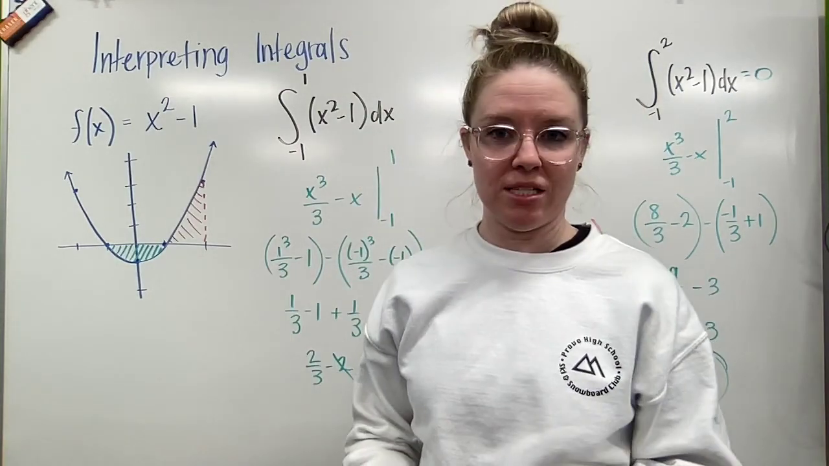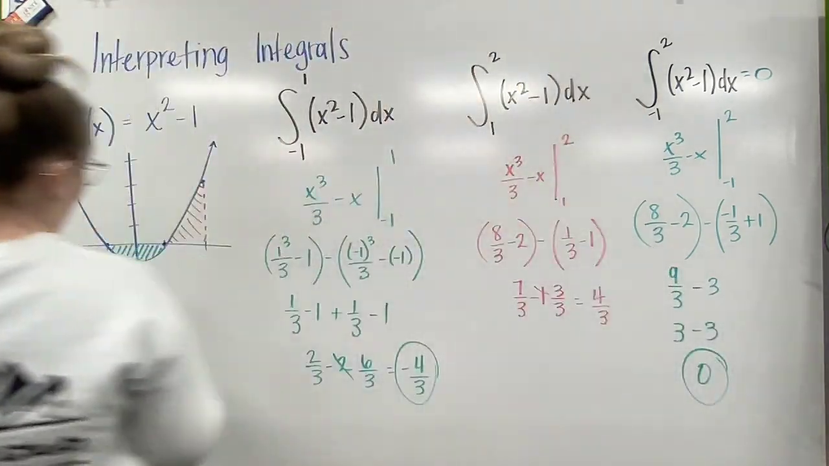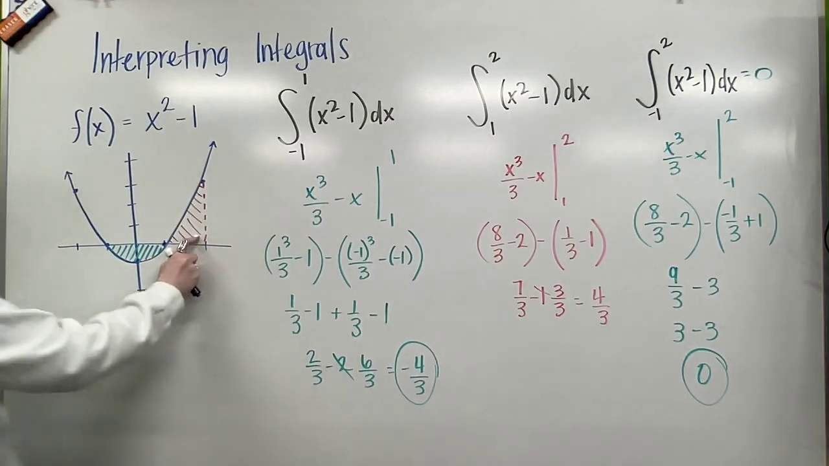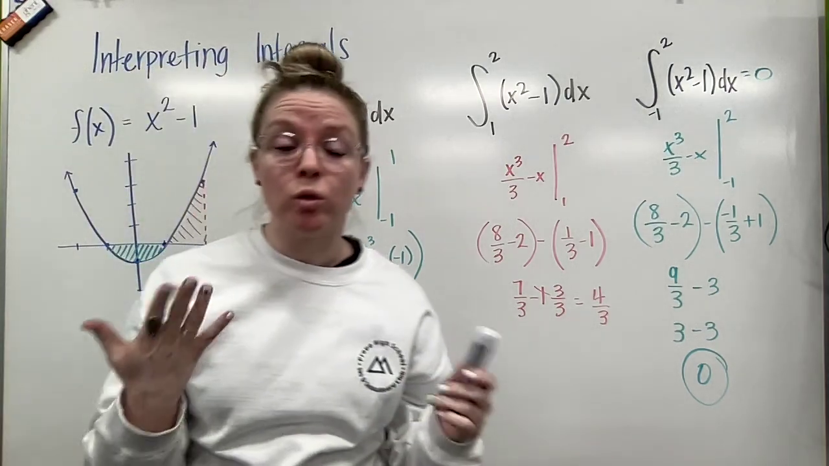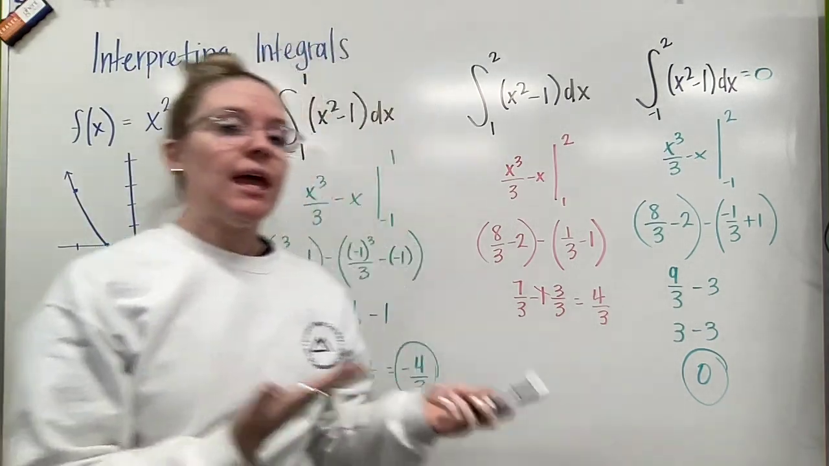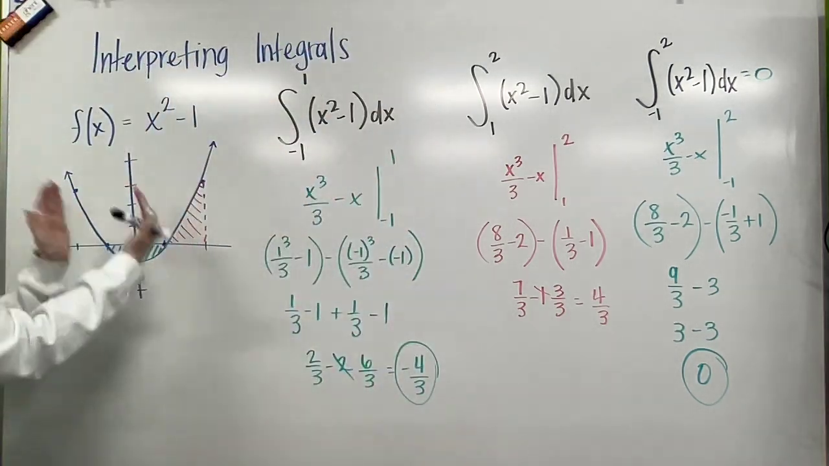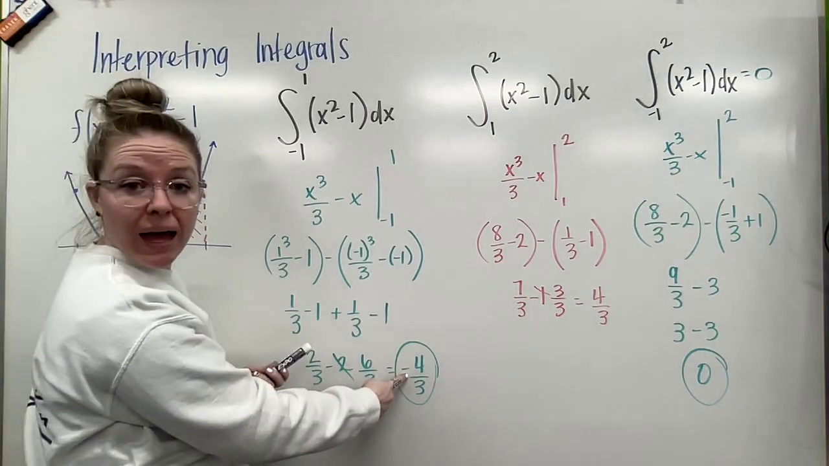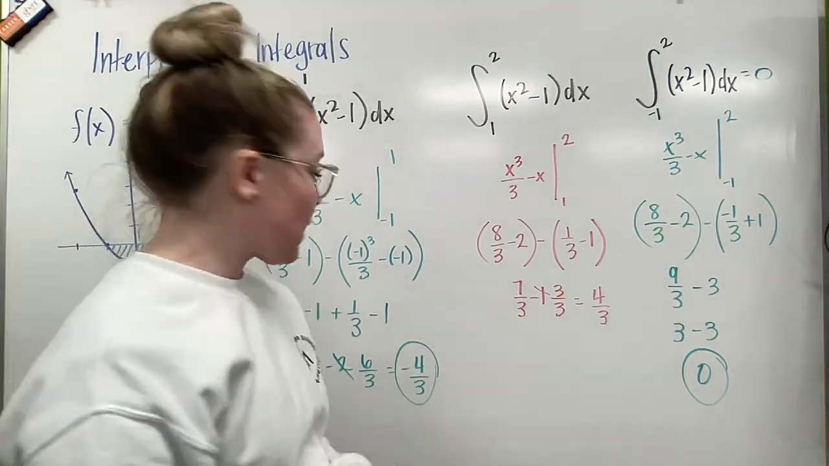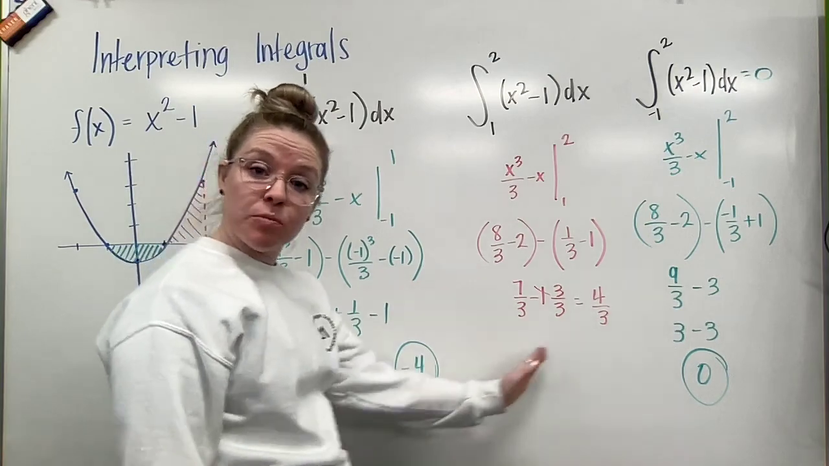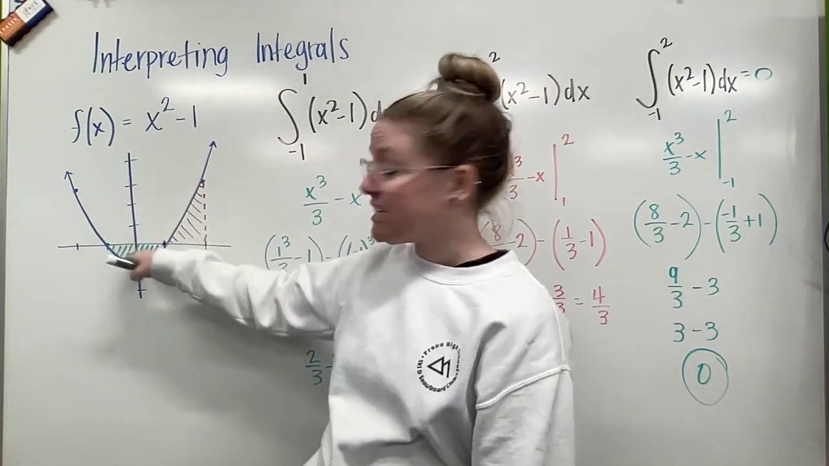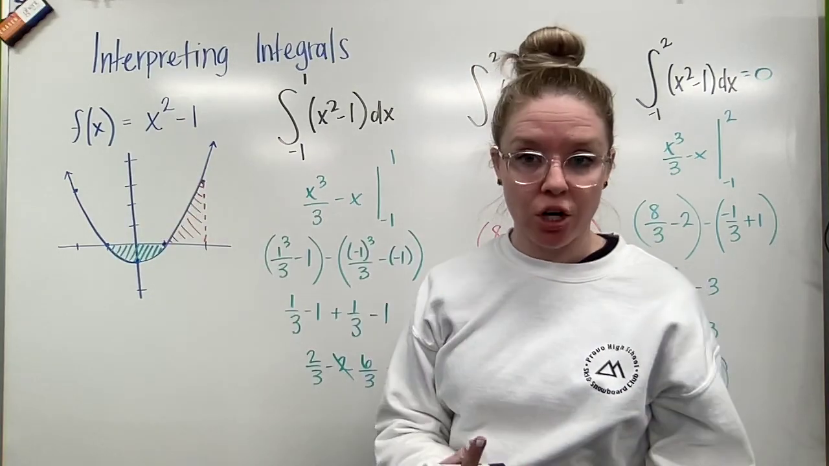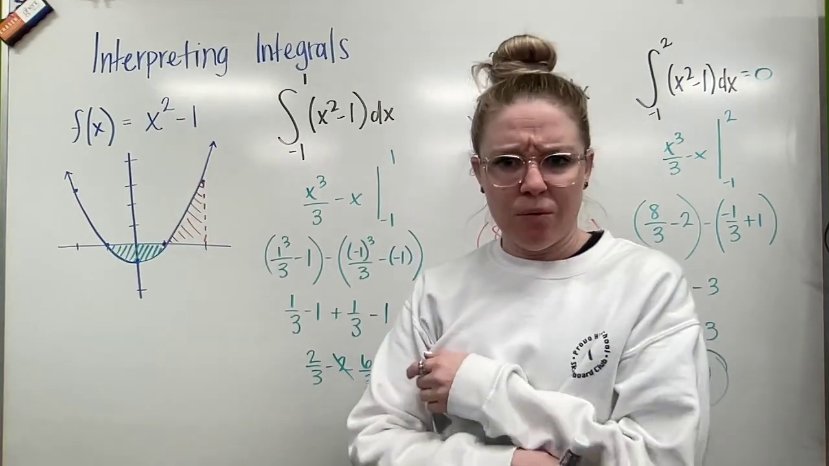Why did I go through this conversation? If all of our area is positive, what we're looking at is our total distance traveled. If it was all negative, total distance traveled, but backwards. So what happened when I combined my negative distance with my positive distance? I got 0. But we can clearly see there is area under this curve. So how can it be 0?